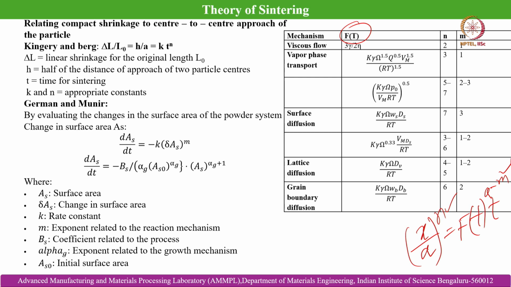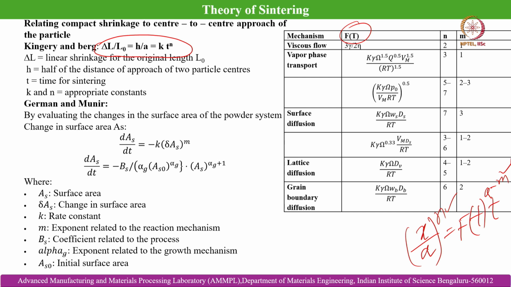Relating compact shrinkage to the center approach of the particles, Kingery and Berg have given this expression: delta L by L 0 is equal to h by a is equal to k t to the power n, where delta L is the linear shrinkage for the original length L 0, h is half of the distance of approach of two particle centers, t is the time for sintering, and k and n are appropriate constants.